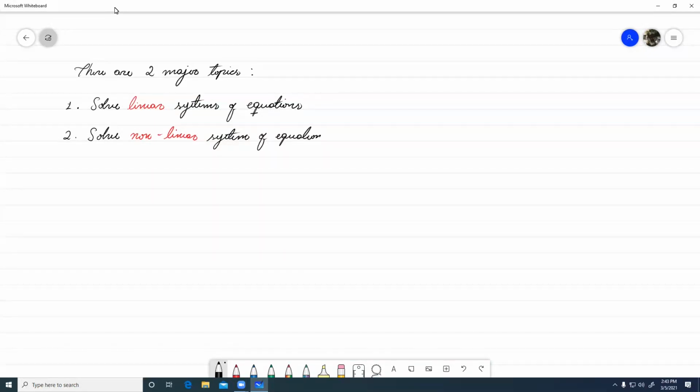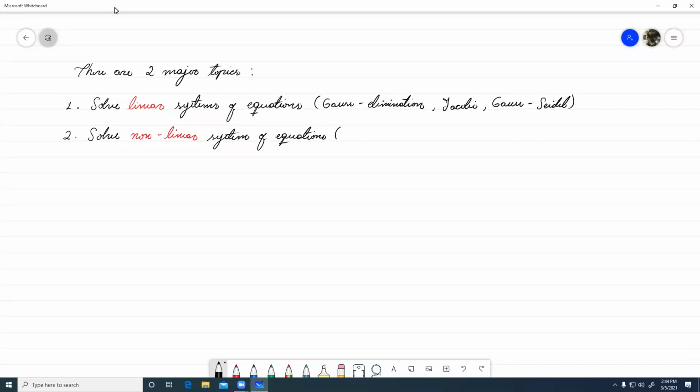Now, without getting into all the details of what method we use, what is important to know is that, for example, for solving linear systems of equations, we use things like Gauss elimination. We use the Jacobi method. We use Gauss-Seidel. So anything that can be represented as AX equals B can only happen for linear systems of equations.